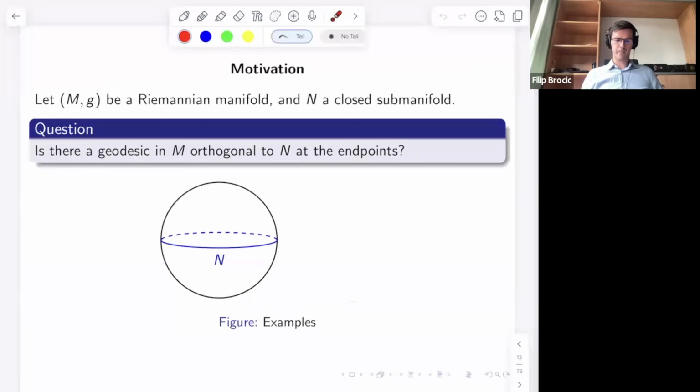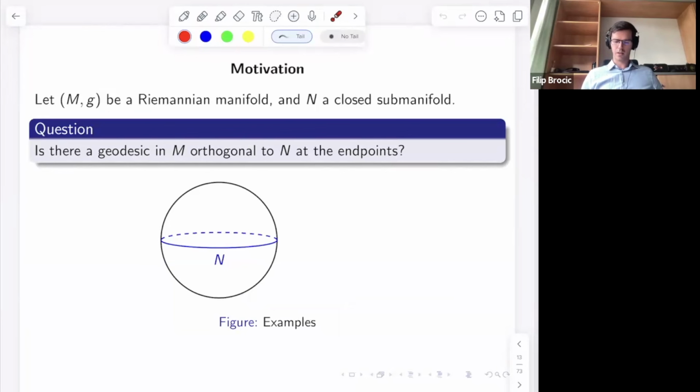Okay, now as for our theorem, I want to give a motivation which is coming from Riemannian geometry. So given a Riemannian manifold M and a closed submanifold of M, we can ask the question if there is a geodesic inside M which is orthogonal to the submanifold at the endpoints.